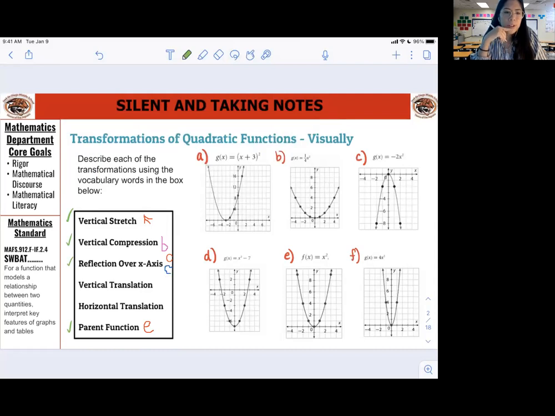Which one's my vertical translation? So here's where we're gonna be very careful. One of those other ones is vertical and the other one is horizontal. So take a look at A and D and try and see which one's which. Okay, vertical translation is D, good. And horizontal translation is A. Good, we got them all, nice.